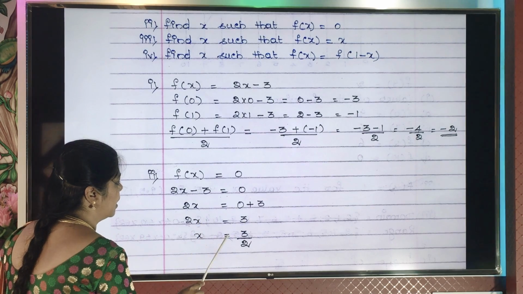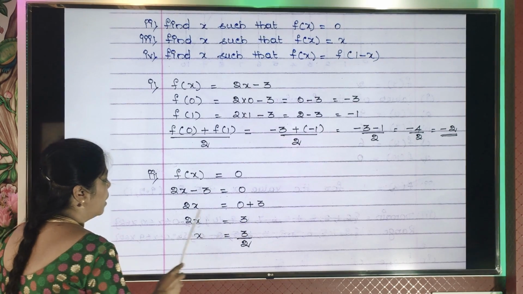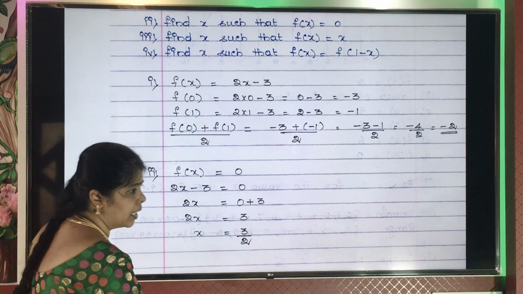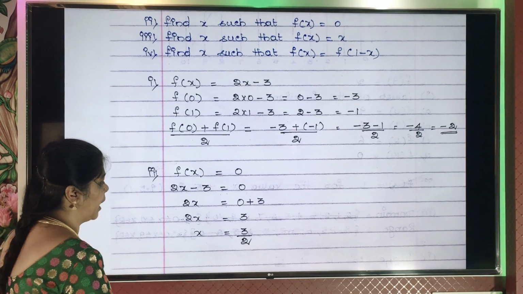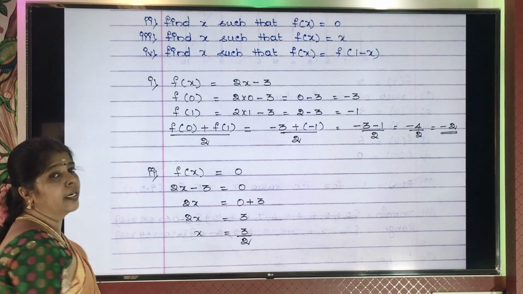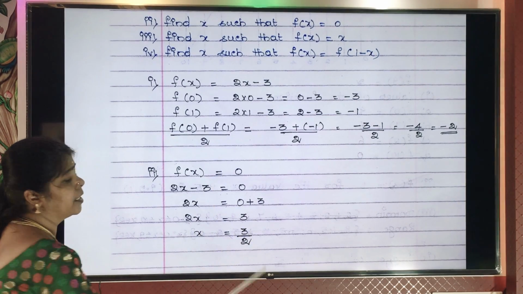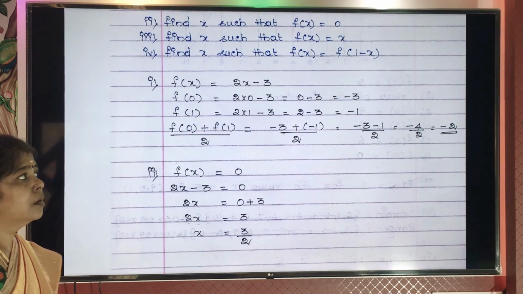x is equal to, already 3 is here. When this 2 which is in the multiplication goes to the other side, it gets reciprocated. So 2 comes to the denominator. So the x value will be 3 by 2. Am I clear to you?